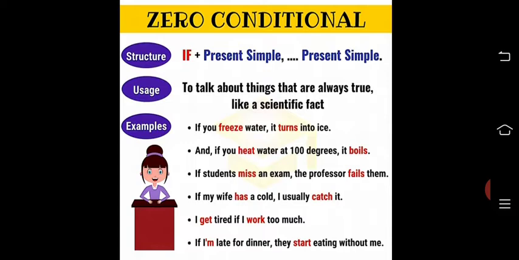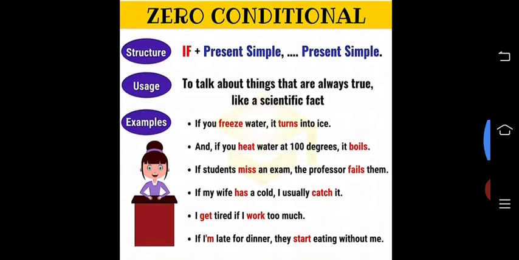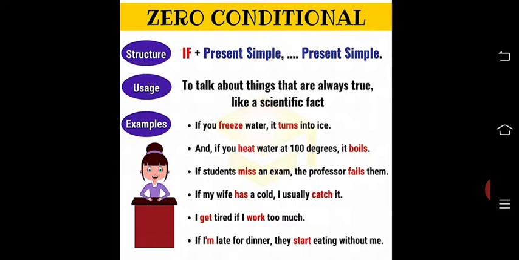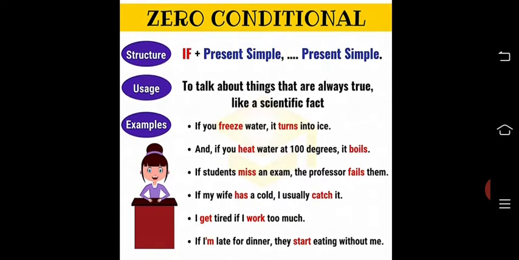As I said, type 1 is probable, possible; type 2 improbable, imaginary; type 3 means what? Impossible. Like that, zero conditional we can name as universal or scientific facts. Got it or not? Example, what I told you, start with present, end with present. If you freeze water, it turns into ice. And if you heat water at 100 degrees, it boils. So start with present, end with present. So this is a formula.